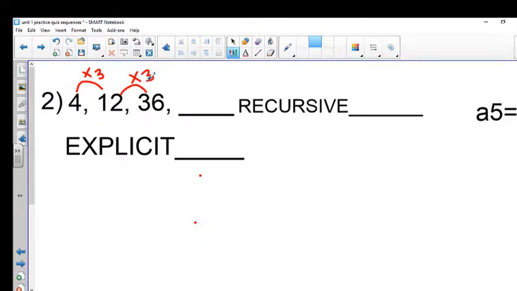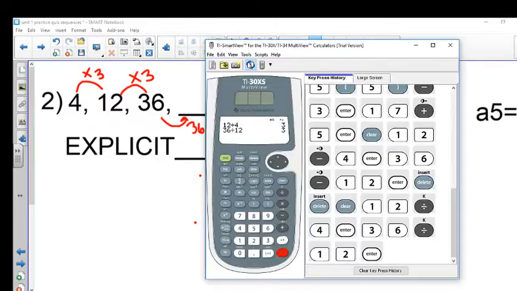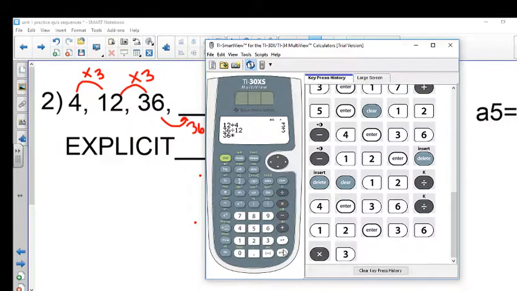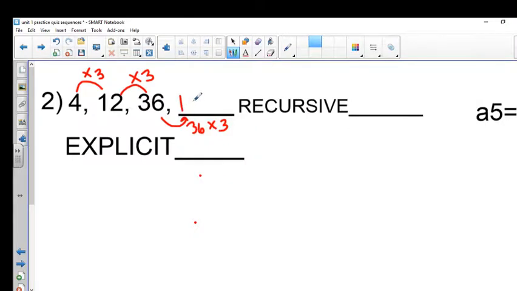Okay, so now to figure out this term here, all we got to do is take 36 and multiply it times 3. So pick up your calculators. 36 times 3 is 108. Okay? So now we got to write our recursive formula. So recursive formula is going to still look the same as normal.